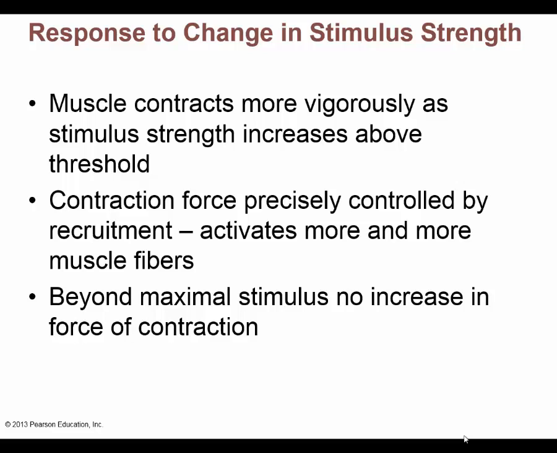Now, my little note: a muscle will contract more vigorously as the stimulus increases, as long as we hit threshold. As long as you hit threshold, the stronger the stimulus, the stronger the muscle contraction. Kind of makes sense? The contraction force that your muscle is going to produce is precisely controlled by recruitment. How many muscle fibers are activated? Is it one muscle fiber, or is it 100 muscle fibers?